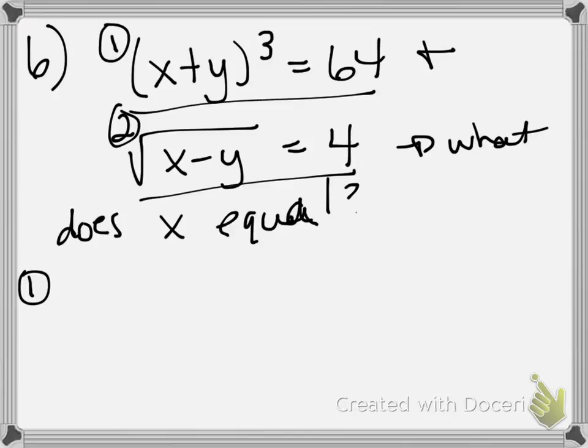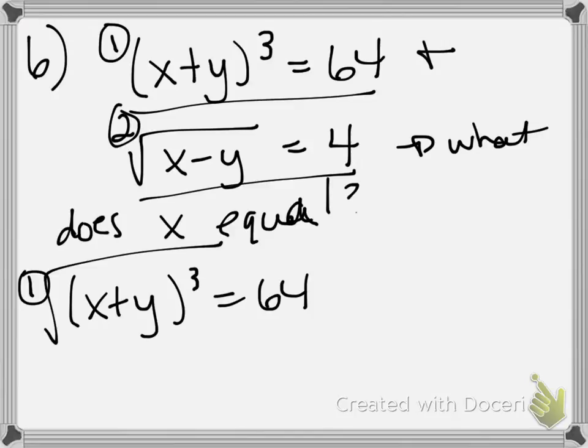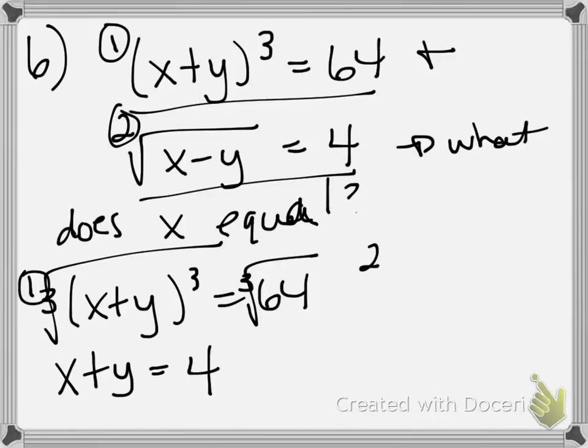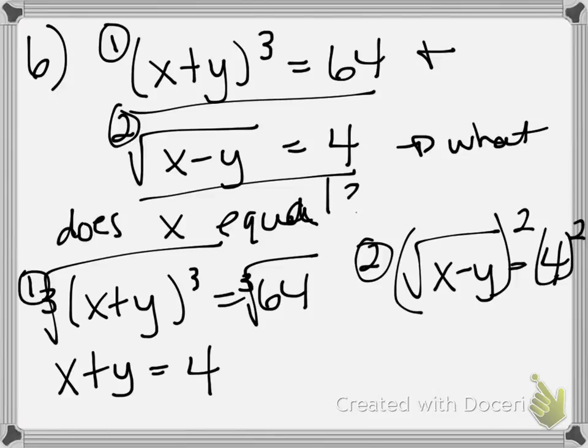So this first one that I have, x plus y cubed equals 64. To undo that cube, I'm going to have to take the cube root. And so now I get x plus y equals 4. Okay, so at this point, I'm going to keep that for just a moment. And then here for this second one, I have the square root of x minus y, and that equals 4. So I'm going to need to square both sides. So when I square both sides, I get x minus y equals 16.